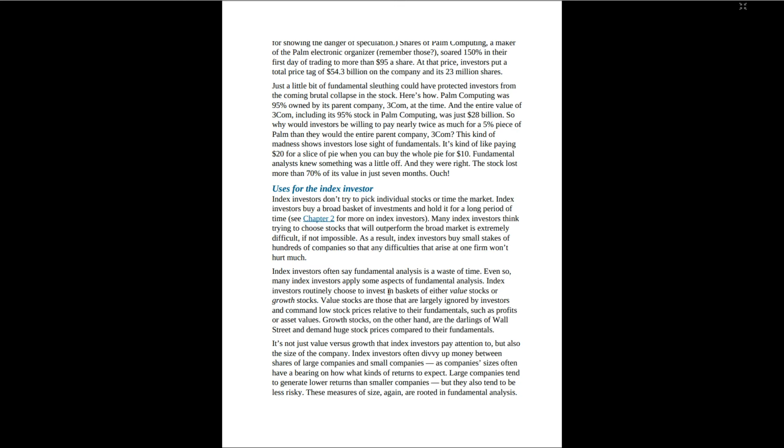Index investors often say fundamental analysis is a waste of time. Even so, many index investors apply some aspects of fundamental analysis. Index investors routinely choose to invest in baskets of either value stocks or growth stocks. Value stocks are those that are largely ignored by investors and command low stock prices relative to their fundamentals, such as profit or asset value. Growth stocks, on the other hand, are the darlings of Wall Street and demand huge stock prices compared to their fundamentals. It's not just value versus growth that index investors pay attention to, but also the size of the company.